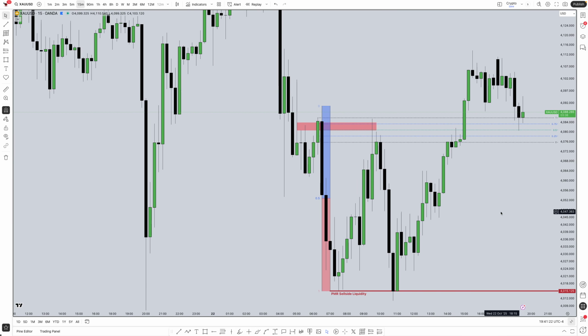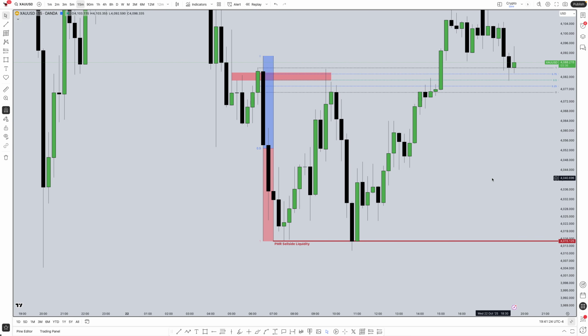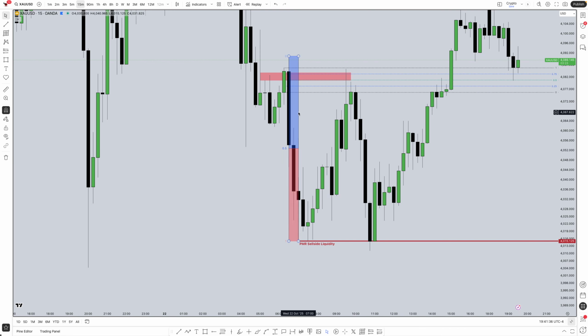Now, this is the dealing range I was focusing on during pre-market, and I wanted to see after 7 o'clock if we sweep some form of relatively equal highs within the premium of this range, and that's exactly what happened. So what do we have here? We have that bearish order block at premium.